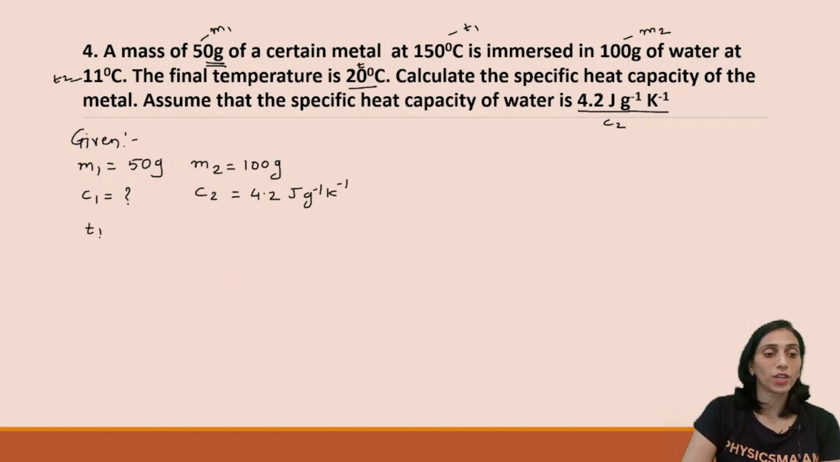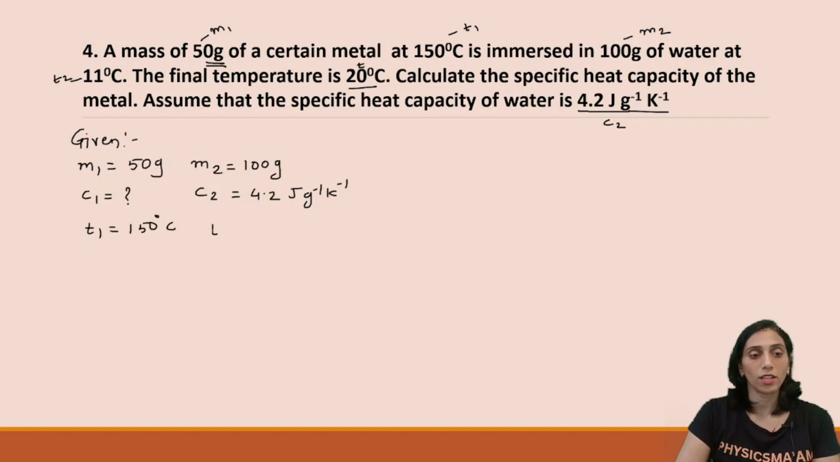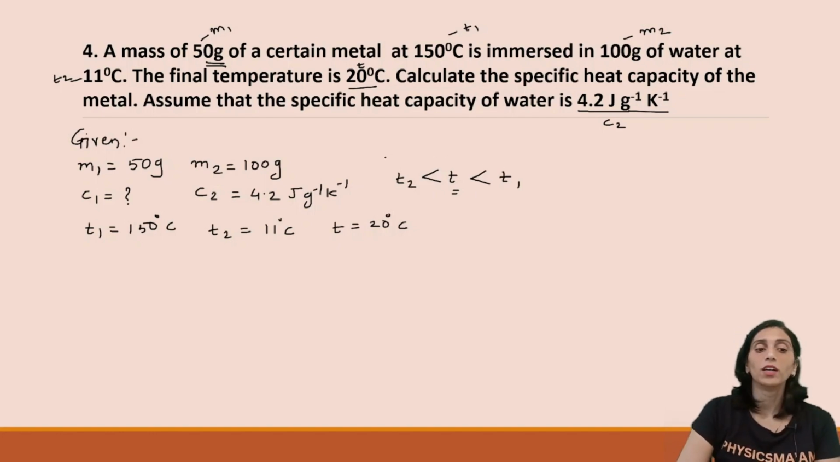Then what is the value of T1? T1 is 150 degrees Celsius and T2 is 11 degrees Celsius. And the final temperature of the body is 20 degrees Celsius. Always and always remember, T is going to be greater than T2 but lesser than T1. Okay? Check this: T1 is 150, lower than that is 20, lower than that is 11.